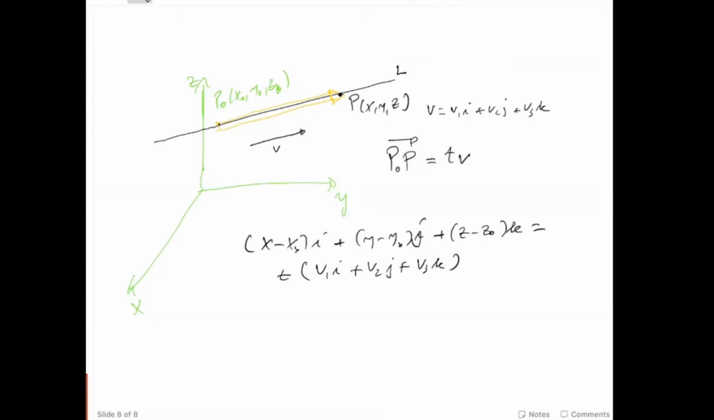This can be expanded by multiplying using the parentheses. That means we get X i plus Y j. So the P0 to P is the vector that is made of P0 and P, which is parallel to V. And that vector will depend, of course, on the position of P, because P is a varying point on the line, and that is why it is written as TV.